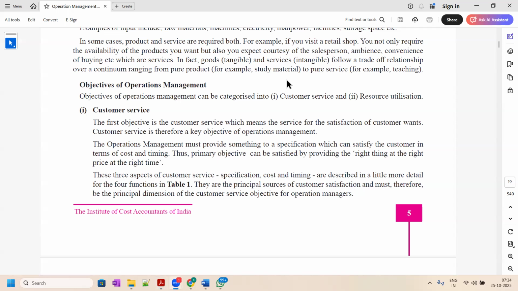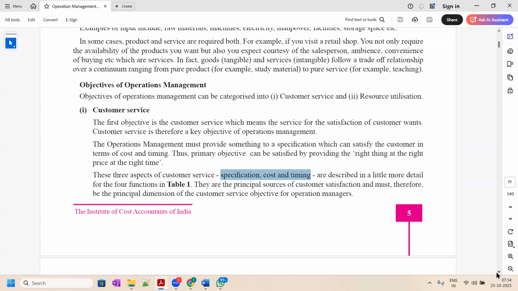Yes, sir. The basic objective of customer service is that we have to see whether the customer's needs or wants are satisfied. Here three points are mentioned: if we get this question, the three points are specification, costing, and timing. That is, getting the right product at the right cost at the right time. That is what we are looking for here.